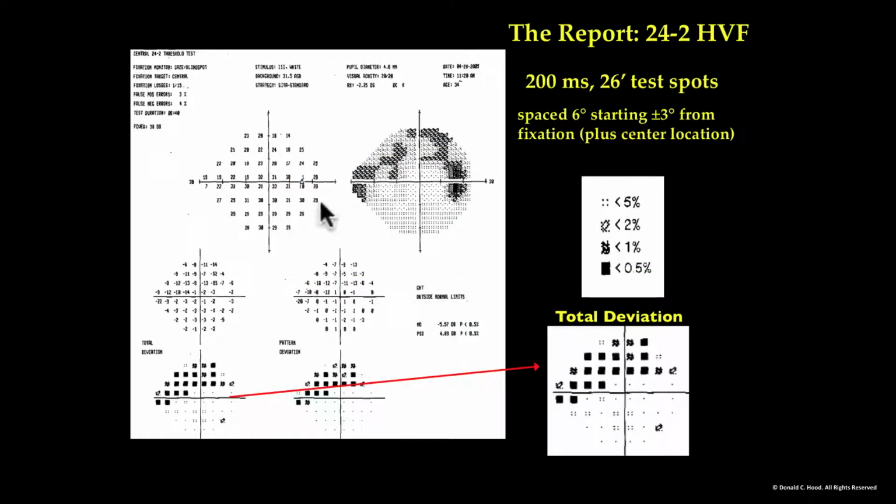Even more so, we'll be making use of these two plots here at the bottom, which are probability plots, either for total deviation or for pattern deviation. And the way you read it is shown off to the right here. A small spot means not significantly different. A symbol with these 4 dots means significant at the 5% level, and then graded up to significant at the 0.5% level, depending on the symbol.